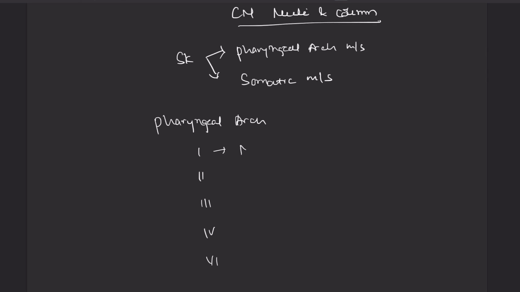The first pharyngeal arch is supplied by the mandibular nerve. That is the muscles of mastication. The second arch is the facial nerve. It is the muscles of facial expression.